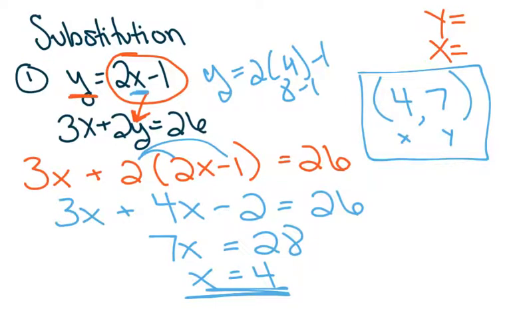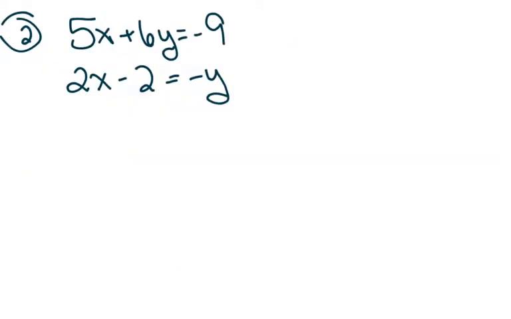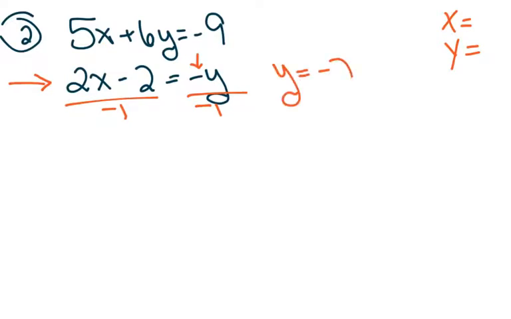If we try a second example of substitution, again, our goal is always for one of the equations to be x equals or y equals when we're solving. This way we can substitute it in. Now, looking at this example, this second equation is pretty close. The only problem is this negative. So I'm going to divide both sides by negative 1. And now this equation would read y equals negative 2x plus 2 instead.